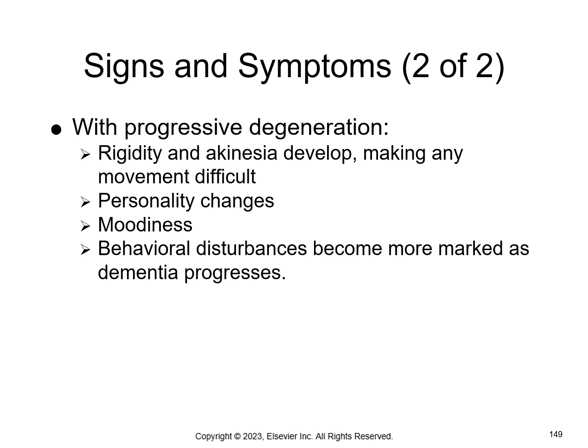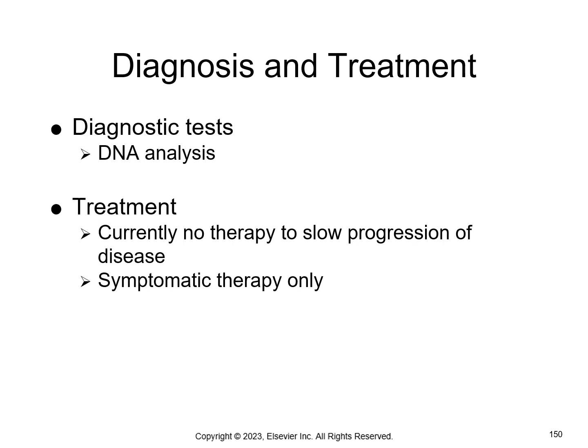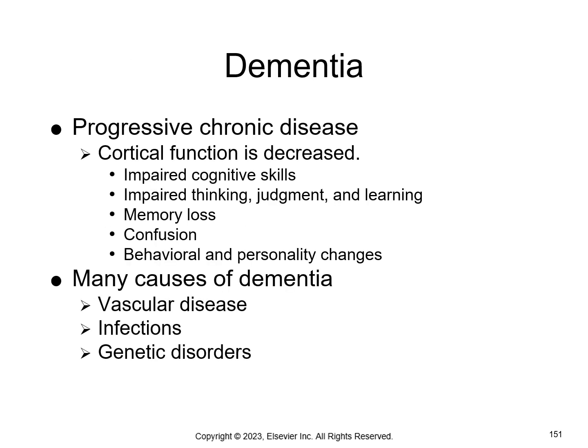As it progresses, you'll see rigidity and akinesia develop, making any movement difficult, more personality changes, moodiness, and behavioral disturbances as the dementia progresses. To diagnose, we use a DNA analysis, and there's no therapy to slow the progression. We just treat the symptoms of it.